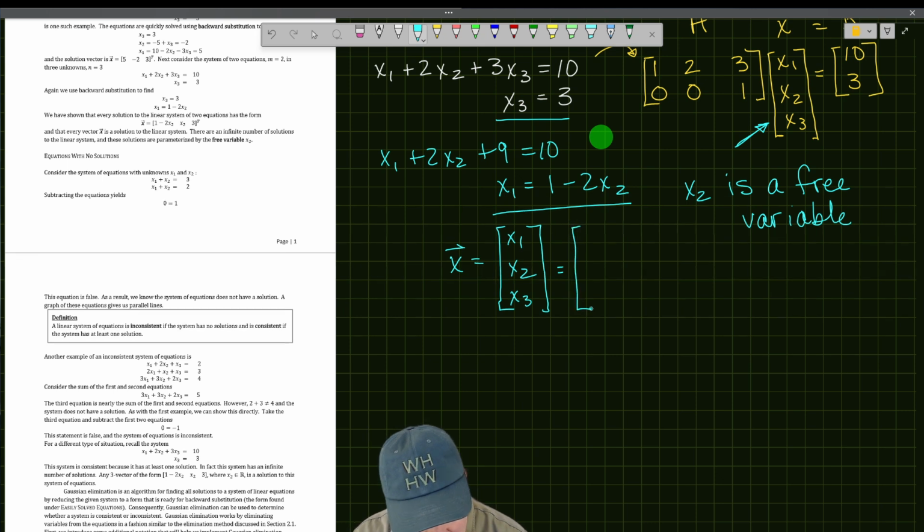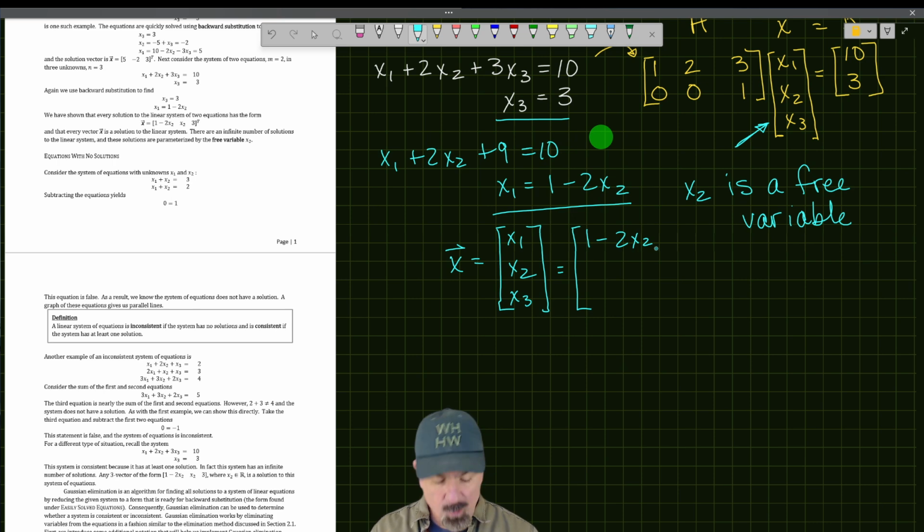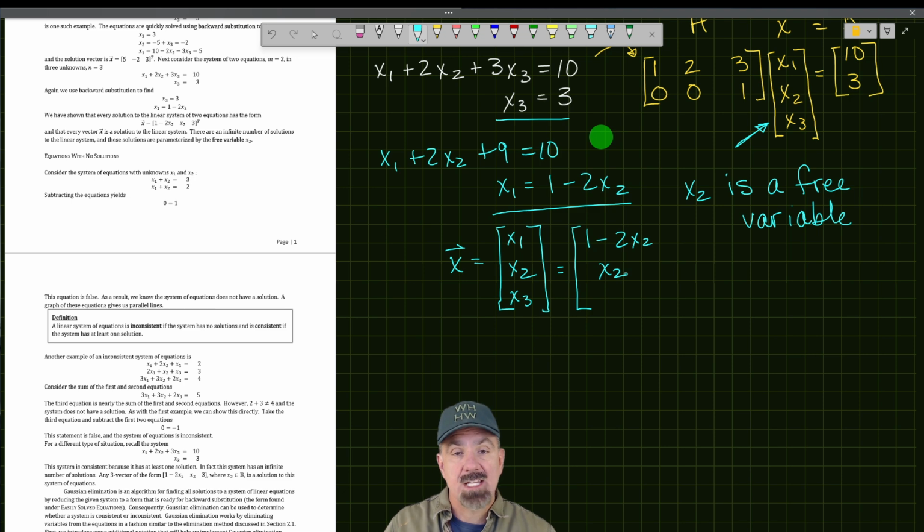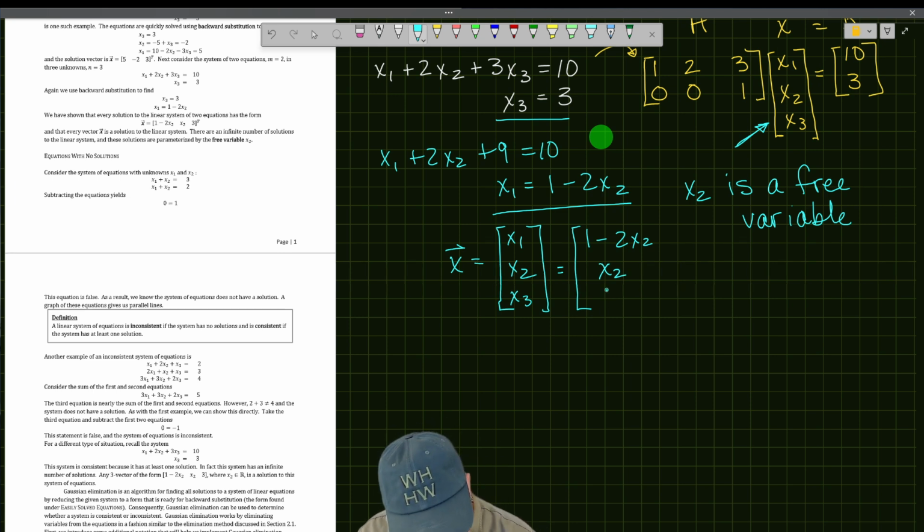We have x1 is equal to 1 minus 2x2. x2, of course, is just x2. It's whatever it is. And because of that, we have an equation in here, x2 equals x2, which seems a little ridiculous, but it allows us to keep track of the accounting for what our free variables are. And then finally, we know x3 has to be 3.